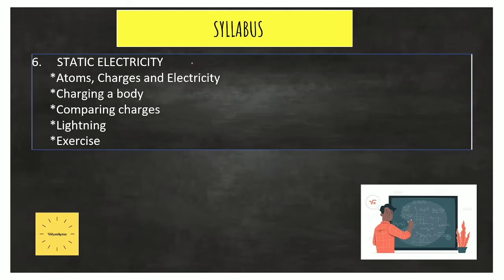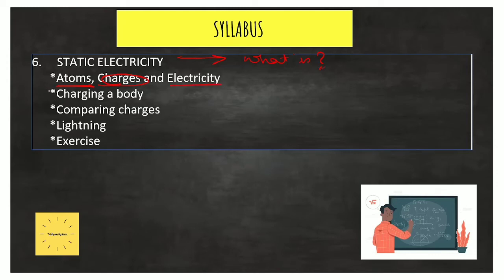The next chapter is static electricity. In static electricity we will learn about what is static electricity. At first we will learn that, and then we will start from basics, that is atoms. We will learn about atoms, and then what are charges, and then we will learn about electricity.